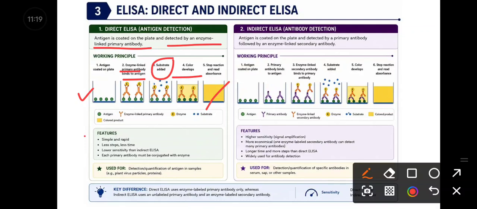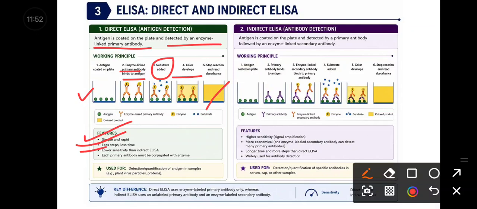So the features are: it is a very simple and rapid method, because we simply put the antigen, then the enzyme linked primary antibody is given, then the substrate is added, finally color develops, and we read the absorbance. There are fewer steps and less time, because only a single antibody is used. In other processes more than one antibody or antigen is used. But it is lower in sensitivity than indirect ELISA.